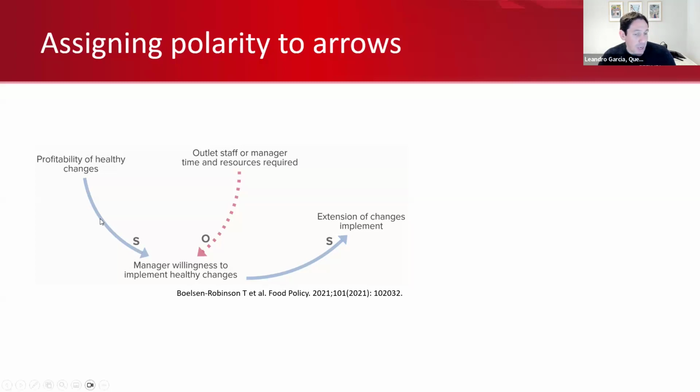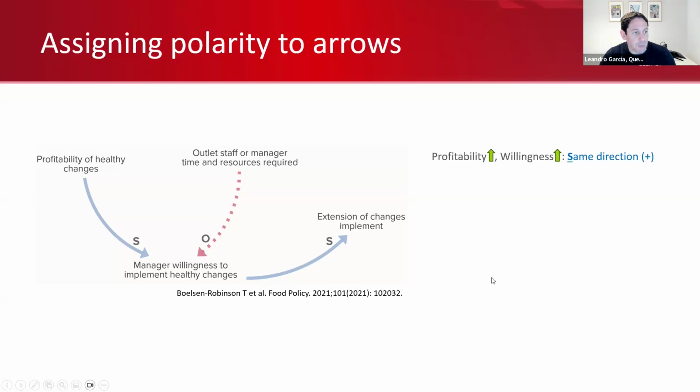And that happens when, for instance, they say, well, the probability of health changes is decreasing. So the manager willingness to implement health changes is also decreasing. So if it's decreasing, this should be a minus signal. So that's the reason why some people make this mistake. They're actually looking at the direction of the effect. In reality, you need to look at the direction of effect in relation to the direction of the cause to define the polarity of the arrow.